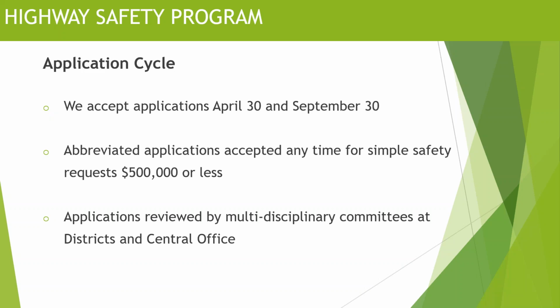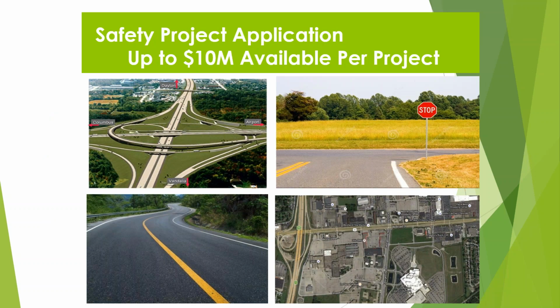Applications are reviewed by a multidisciplinary committee that is made up of multiple districts and a few offices out of central office. A typical safety project application is anywhere from that $500,000 mark to the $10 million mark, although we rarely see projects that reach that $10 million mark. They do happen. The average project is $1 to $5 million in that range.